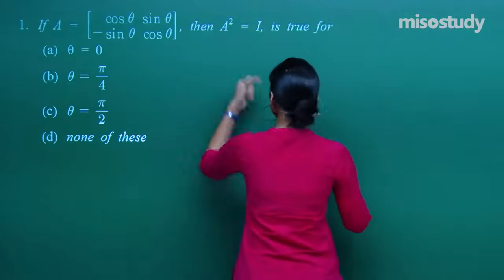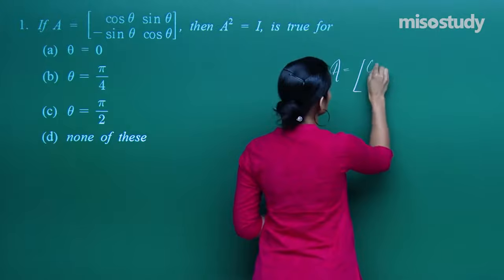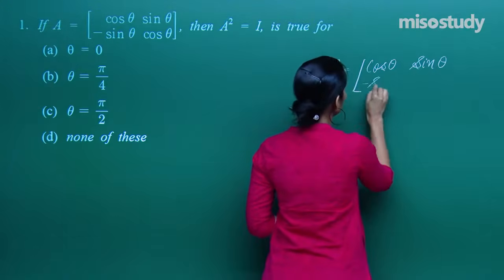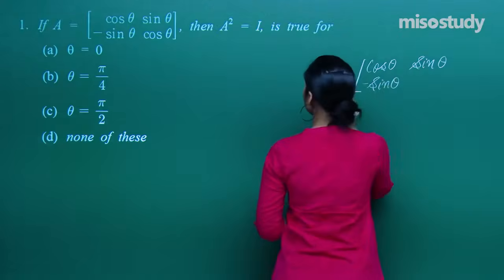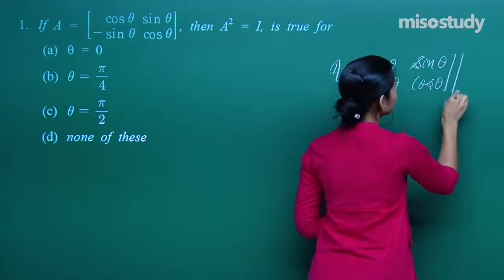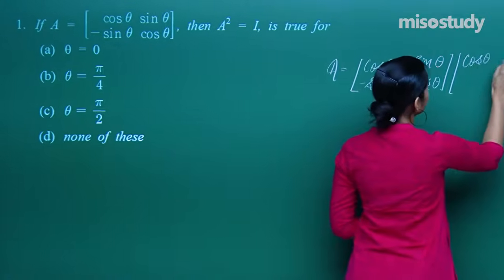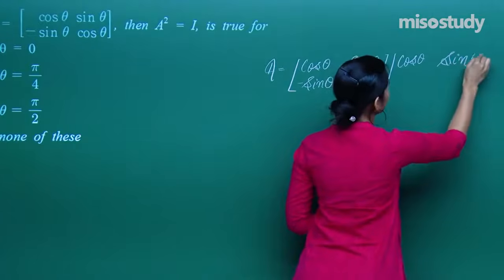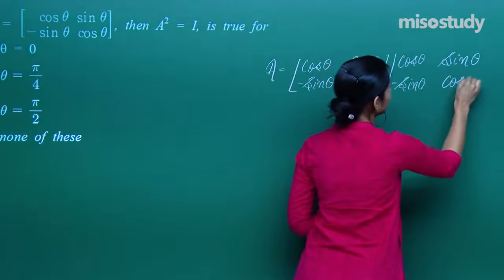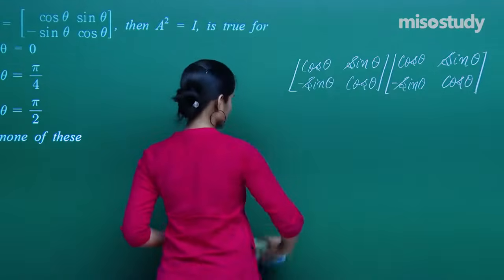Okay, so talking about A square, if A is given to you as cos theta, sin theta, minus sin theta, and again cos theta. If you take its product with itself because you want to compute A square, you again write the same matrix. What is it that you get? Over here, what is it that you will be getting?